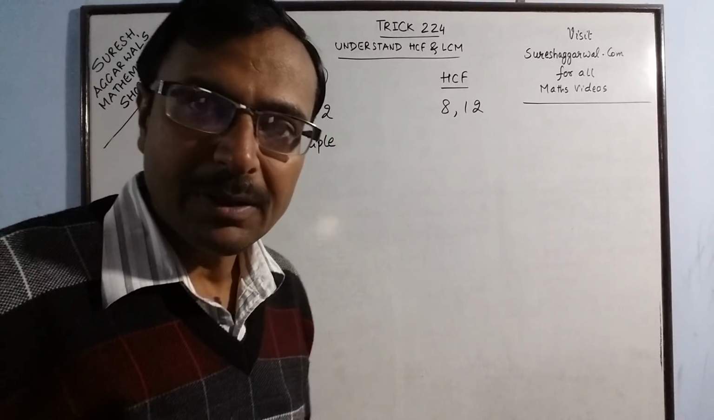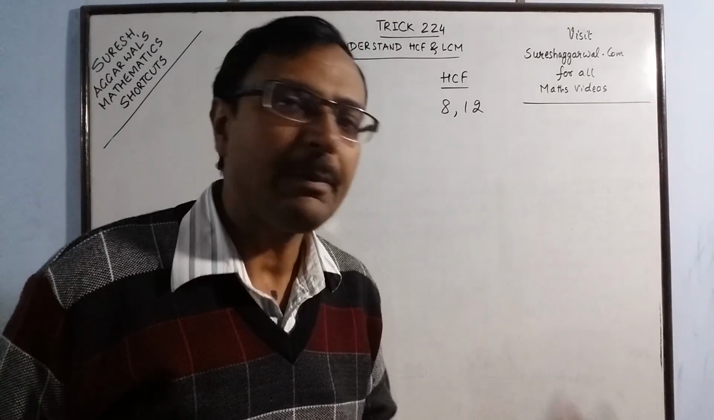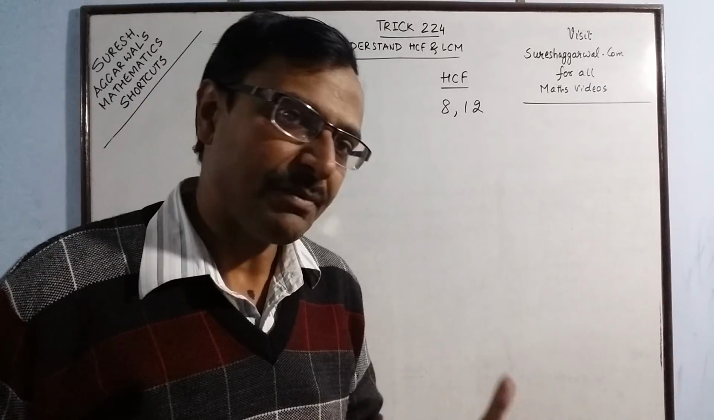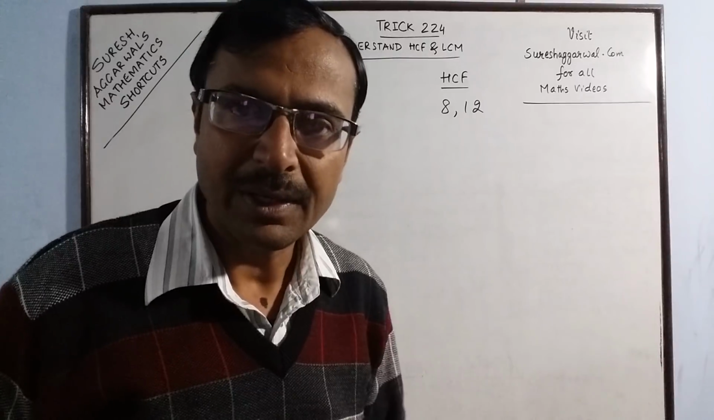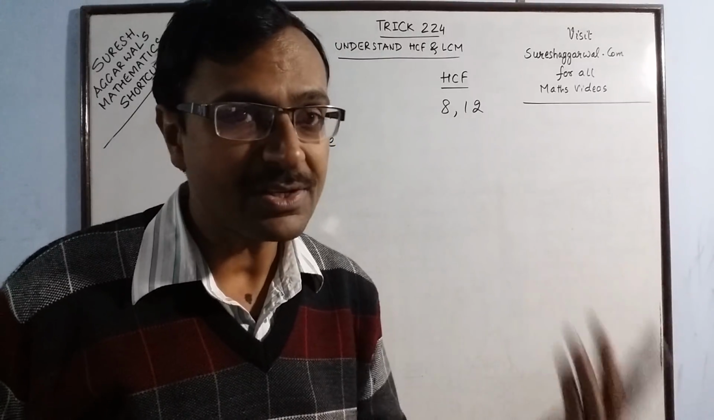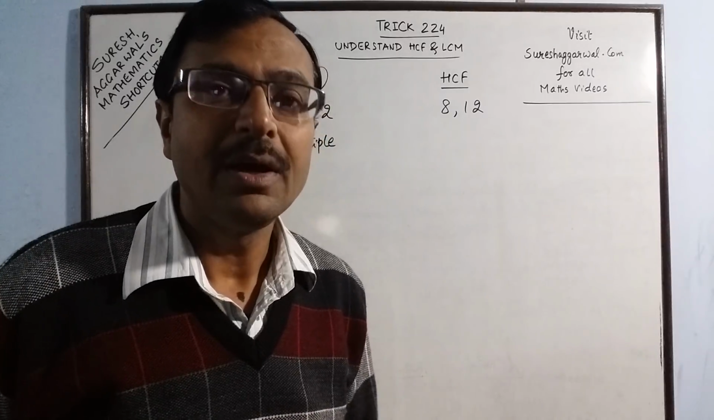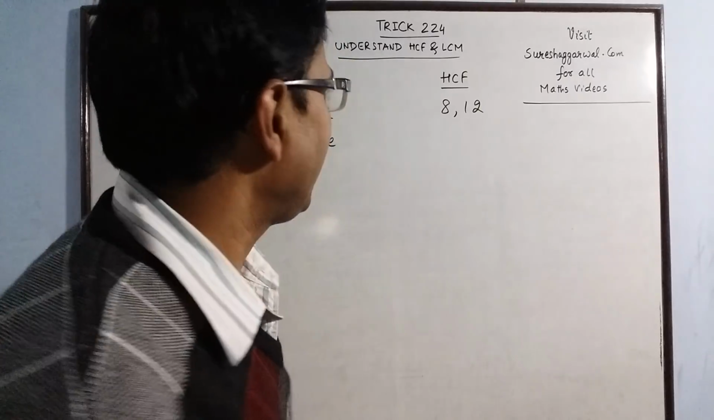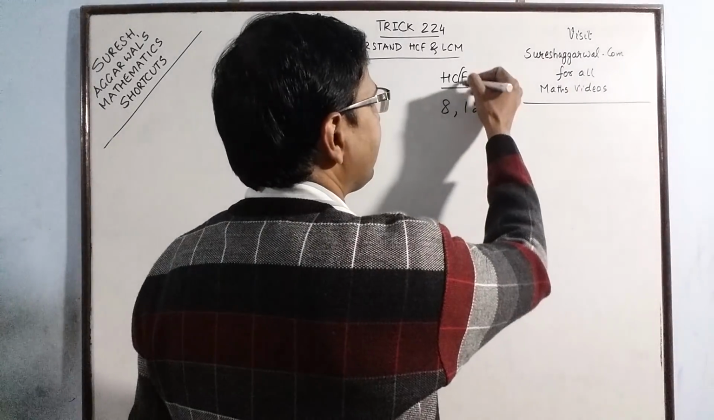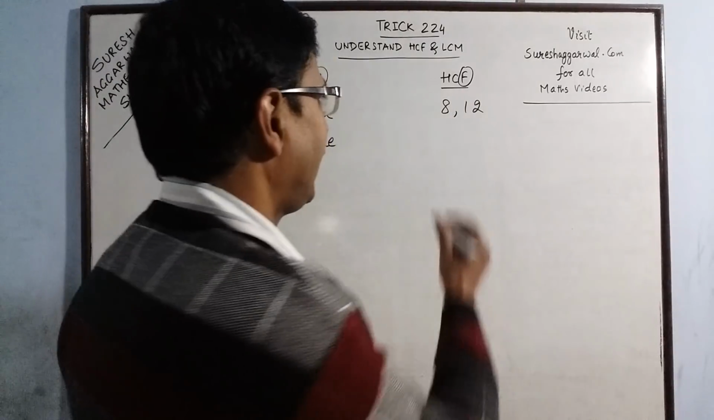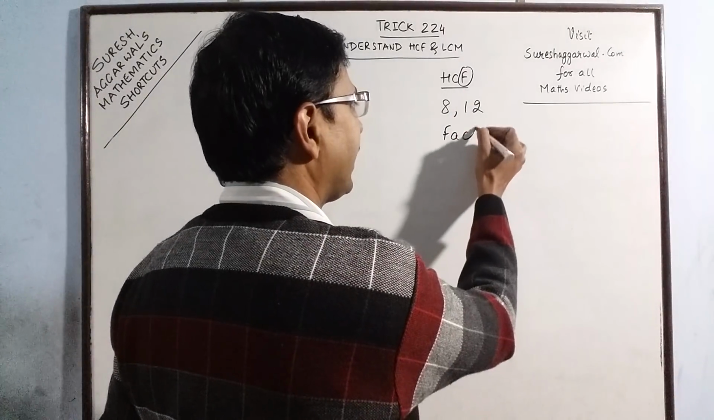Now what are multiples? When you write the table of a number like 7, 7 ones are 7, 7 twos are 14, 7 threes are 21. So 7, 14, 21, 28, 35 and so on are called multiples of 7. Likewise in HCF, the alphabet which is contained here is F, and F stands for factor.